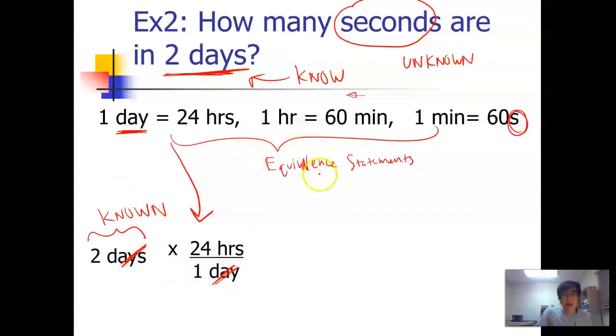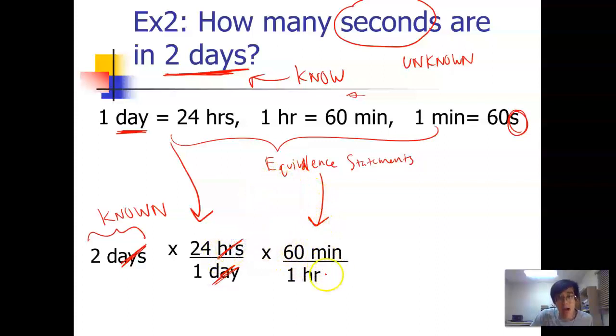Second step, I'm going to write down the second equivalent statement as a conversion factor. Right, so now I'm going to multiply 24 hours times 60 minutes for every 1 hour right here. Okay, so hours I'm going to cancel out, right? They cancel out diagonally, and then I'm left with minutes. I'm closer now to finding the number of seconds in 2 days.